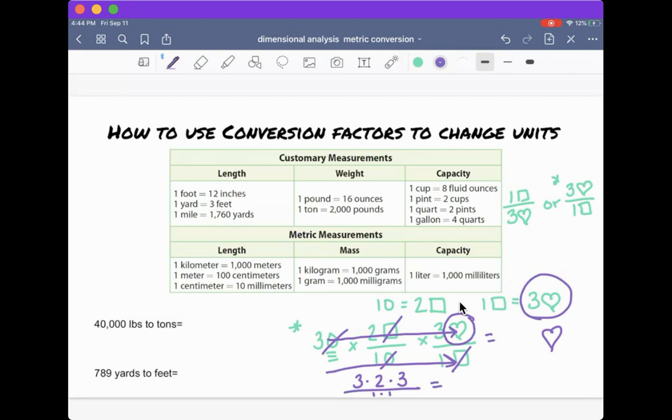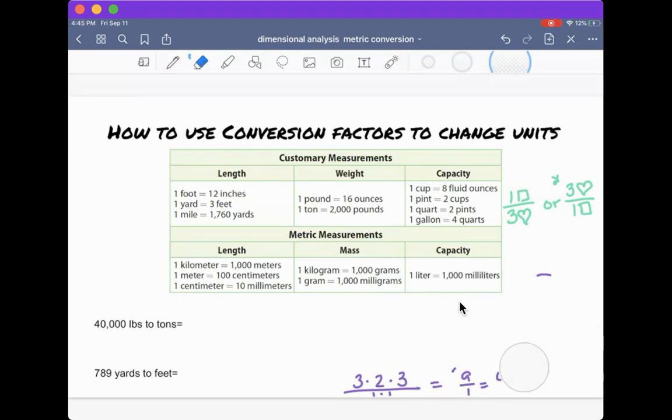So 3 times 2 is 6, right? And then 3 times 3 is 9. So I am left with 9 over, and then 1 times 1 is 1. So I'm left with the number 9. So 9 hearts. So 3 circles is the same as 9 hearts. Okay? So that's what we're doing here. That is what dimensional analysis is.